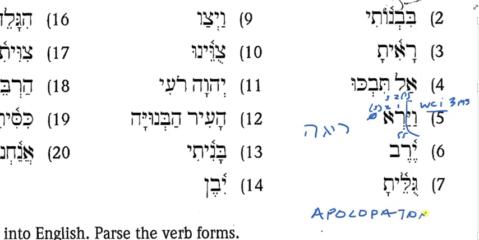Okay. What does that mean? What language is that from? Greek. Apo from kopto, cut. Cutting away from. The segol hey has been cut away. All right. So this would certainly make sense as a 3-hey verb with apocopation, and I should expect that with the WCI. Now, what does ra'ah mean?